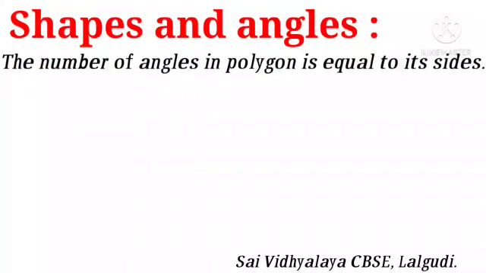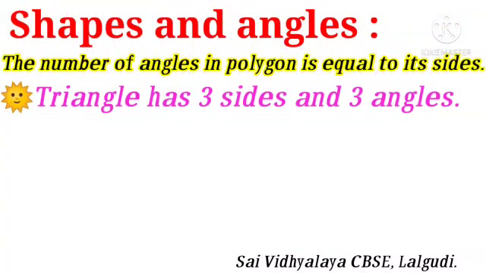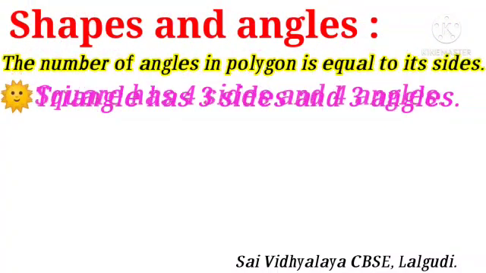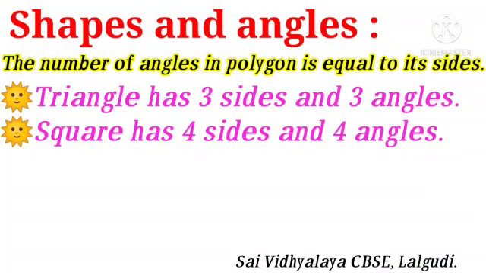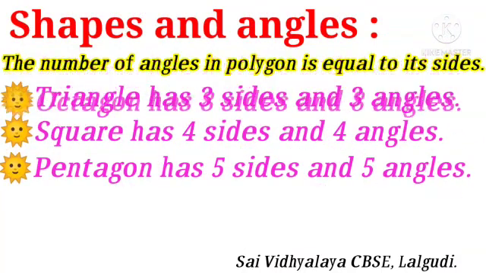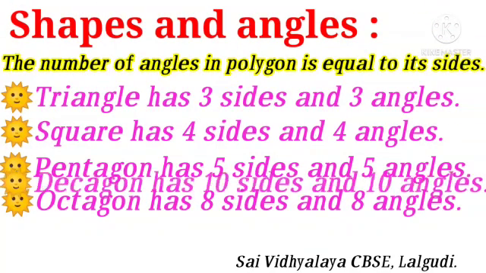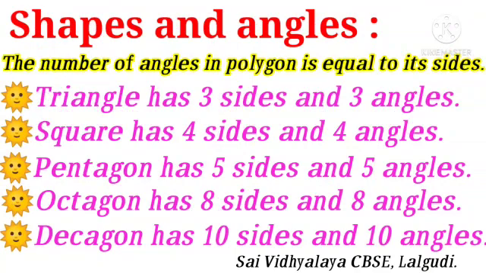From this, we conclude that the number of angles in a polygon is equal to its sides, because triangle has 3 sides and 3 angles. Square has 4 sides and 4 angles. Likewise, pentagon has 5 sides and 5 angles. Octagon has 8 sides and 8 angles. Decagon has 10 sides and 10 angles.